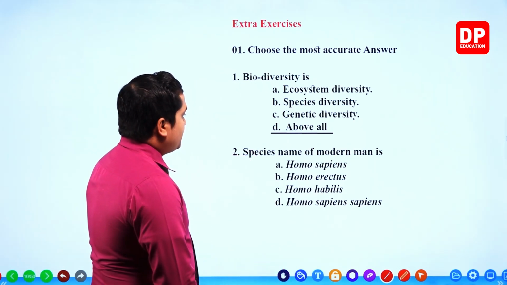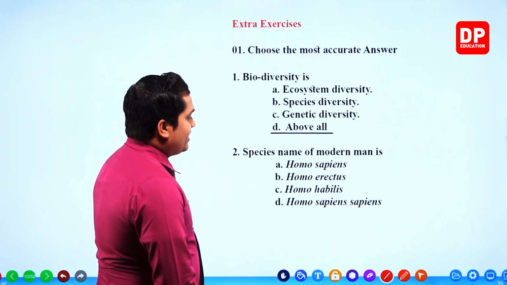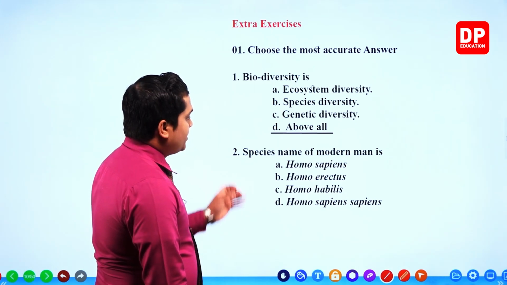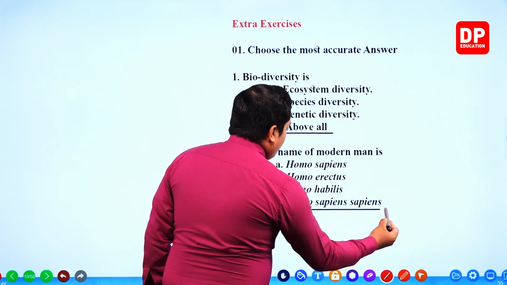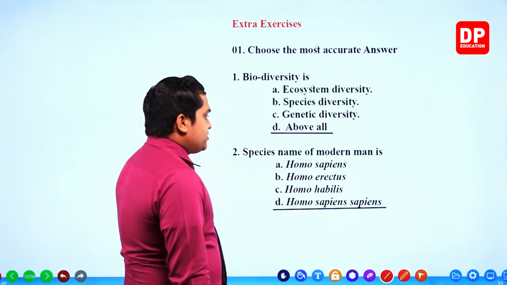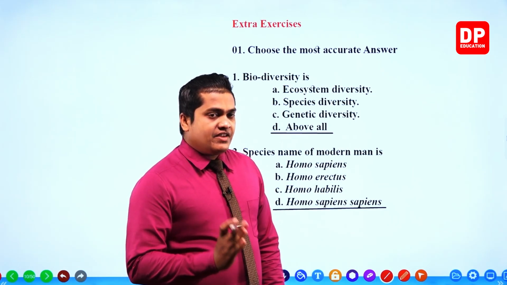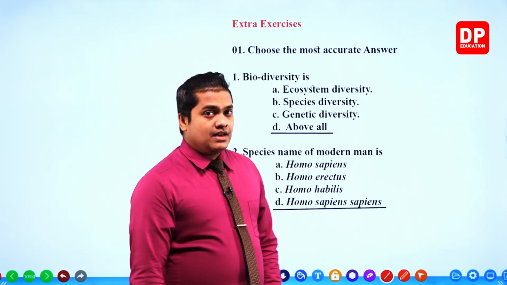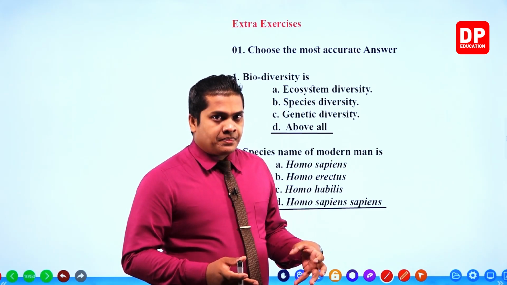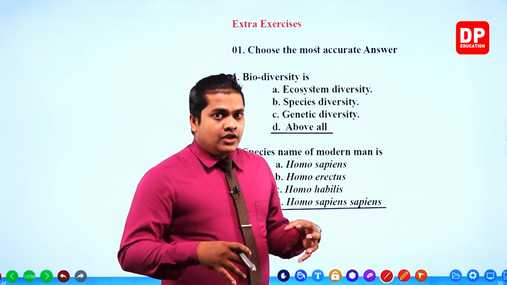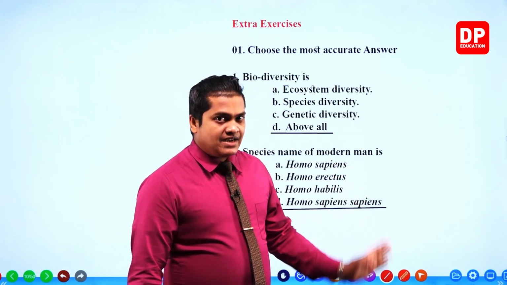Next one, species name of modern man is. So once again, it's very simple, my dear children. The species name of modern man is Homo sapiens. When writing down the scientific names, my dear children, when printing these scientific names, definitely we have to italicize those words. It's a rule. It's a law when printing down these scientific names.